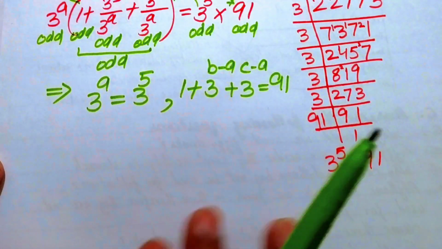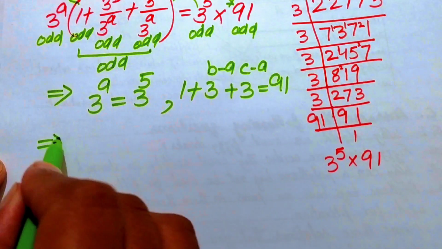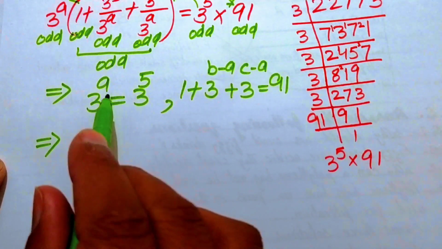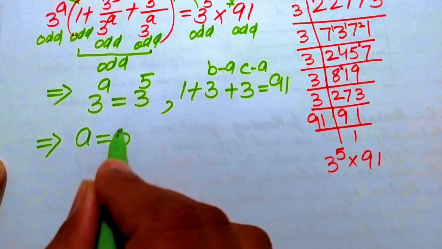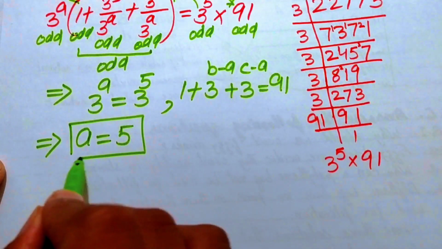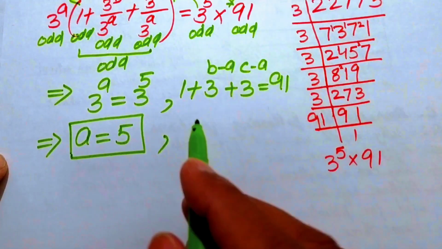So now we simplify both of these terms, and in the first case you easily compare both sides and you get the exponents are equal. So you get here a equals 5. So this is our first value of a, and now we solve this equation.